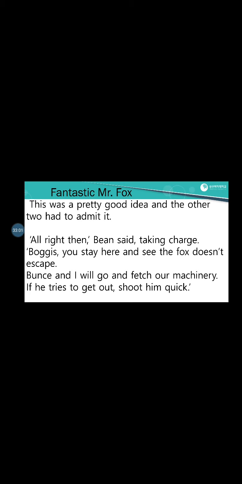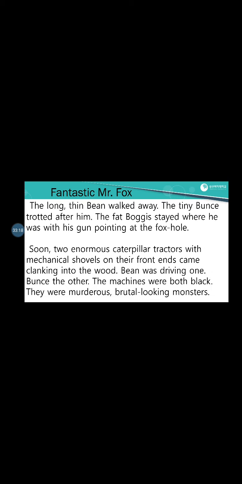"All right then," Bean said, taking charge. "Boggis, you stay here and see the fox doesn't escape. Bunce and I will go and fetch our machinery. If he tries to get out, shoot him quick." The long thin Bean walked away. The tiny Bunce trotted after him. The fat Boggis stayed where he was with his gun pointing at the foxhole.